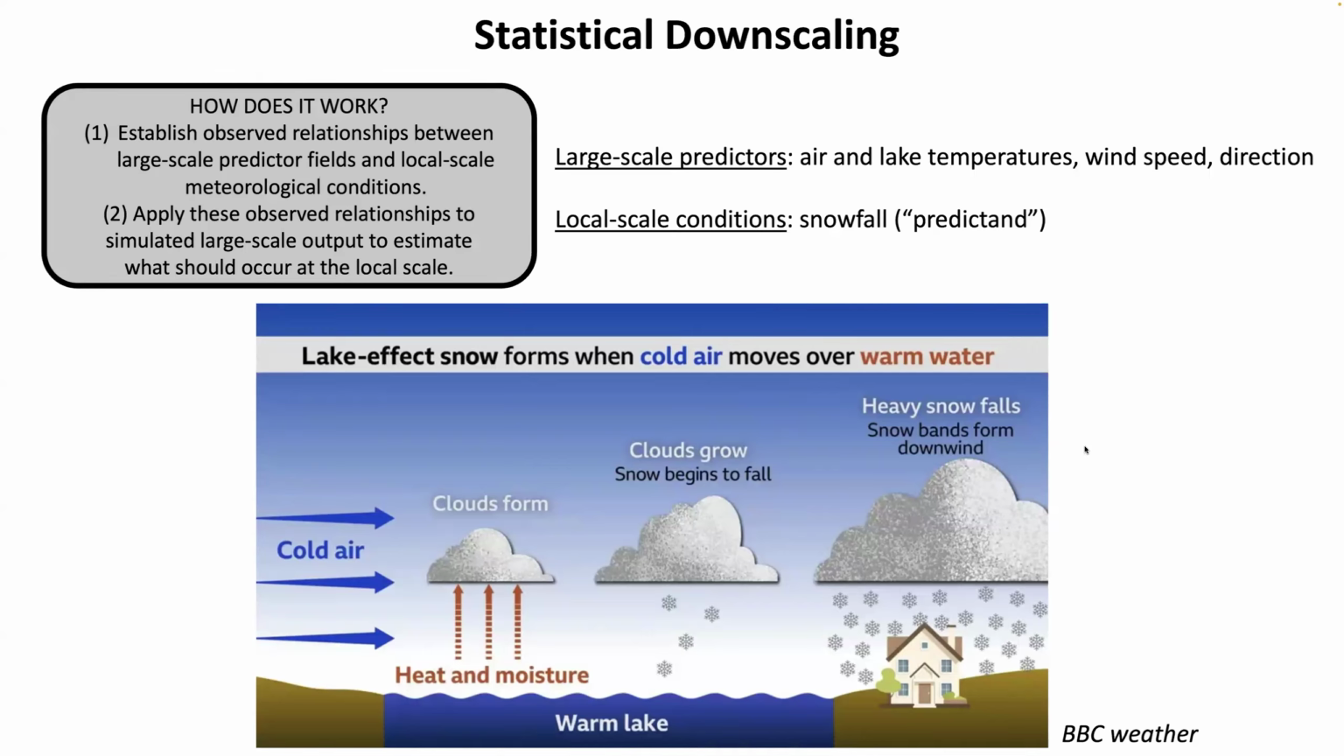And so here's just a schematic of lake effect snow forming. You get a sense of the big scale predictors and then the small scale outputs that you want.